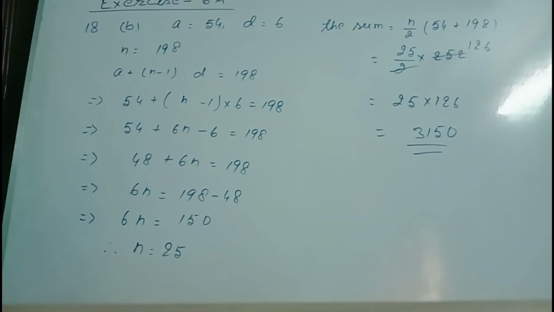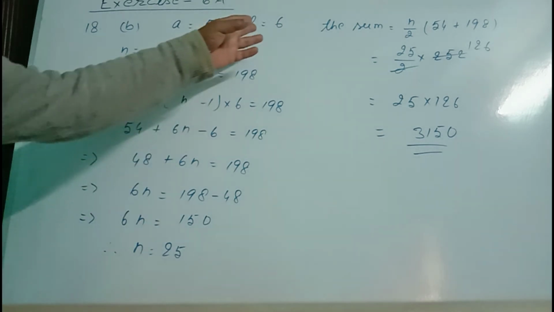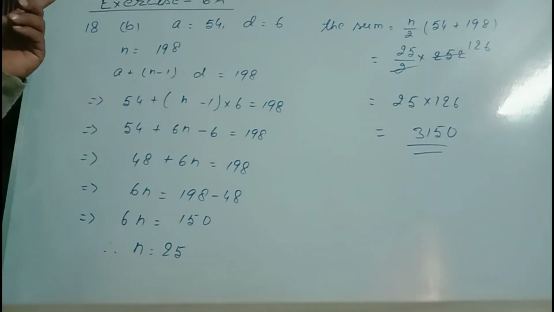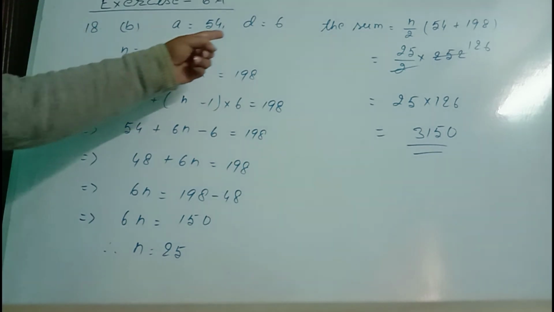In question number 18b, find the sum of all numbers lying between 50 and 200 that are divisible by 6. In this, a will be 54. Between 50 and 200, the first number that is divisible by 6 is 54. So the first term became 54. The common difference will be d, and the last term that lies between 50 and 200 will be 198, that is divisible by 6.